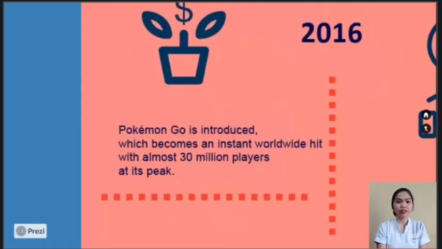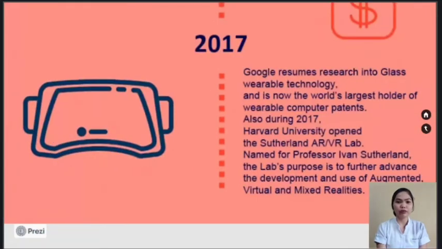In the year of 2017, Google resumed research into Glass wearable technology and is now the world's largest holder of wearable computer patents. Also during 2017, Harvard University opened the Sutherland Augmented Reality or Virtual Reality Lab. It is named for Professor Ivan Sutherland. The lab's purpose is to further advance the development and use of augmented, virtual, and mixed reality.